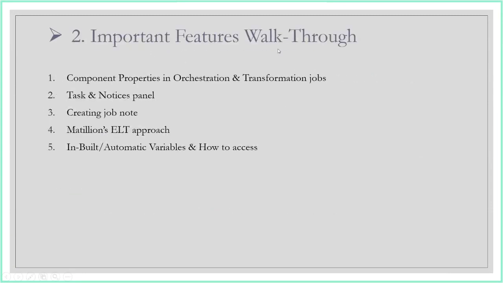Now about the important feature walkthrough, yes, so we have already seen that. We have seen the component properties in orchestration and transformation jobs, and the task and notices panel. We have seen how we can create a job node and how it is useful. Then we have also seen Matillion's ELT approach, right? So how exactly Matillion does ELT operations, correct? And then the next part is built-in or automatic variables in Matillion.